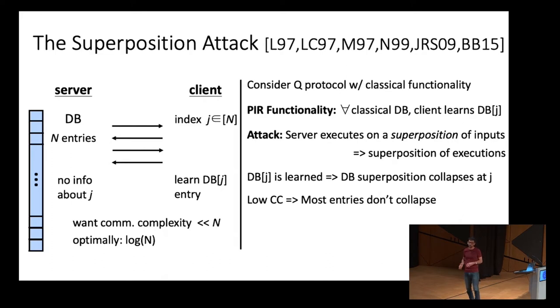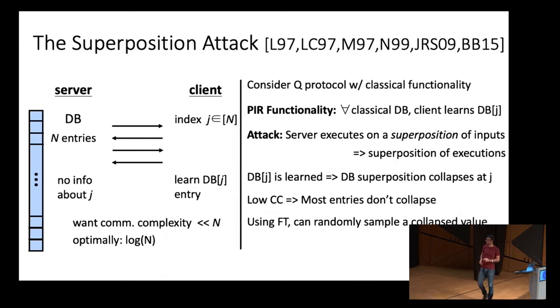On the other hand, since the communication complexity is low, we know that the superposition of databases behaves like a superposition that doesn't collapse much. And through the magic of quantum Fourier transform, you can translate these two statements into the following things. The fact that most entries do not collapse means that after you perform Fourier transform, almost the entire array is going to be zero. And the fact that the jth entry did collapse means that in the jth entry, you're going to get a random value. Putting these two together, it means that the server can actually learn the value j, and the parameter depends on what you assume on the communication complexity and correctness and security.